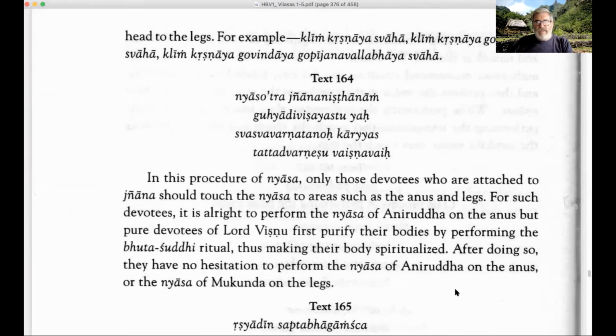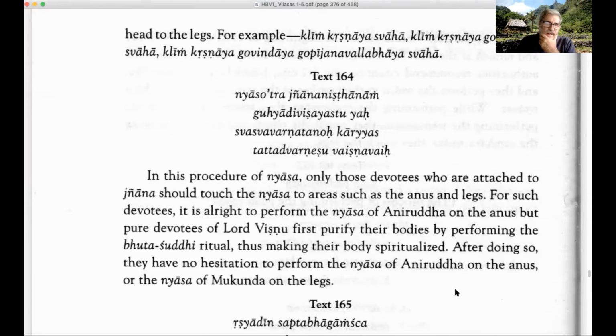Text 164 says, in this procedure of nyasa, only those devotees who are attached to jnana, right? Jnana doesn't mean ordinary knowledge, but it means spiritual knowledge, right? Should touch the nyasa to areas such as the anus and the legs. For such devotees, it's all right to perform the nyasa of Aniruddha on the anus, but the pure devotees of Lord Vishnu first purify their bodies by performing the Bhuta Shuddhi ritual, right?